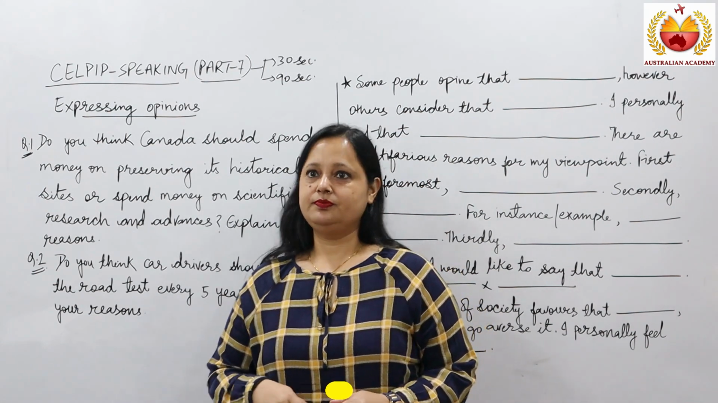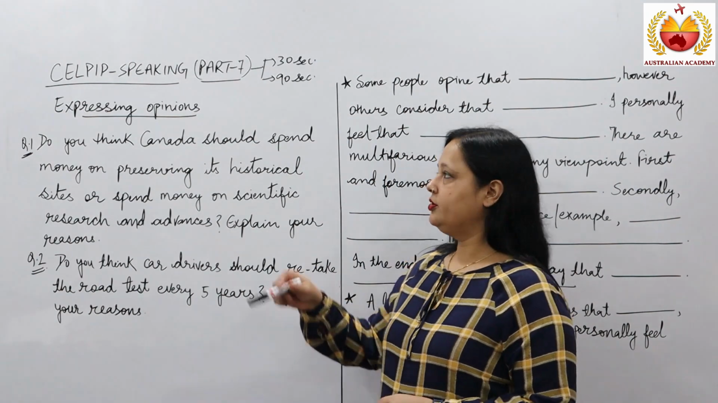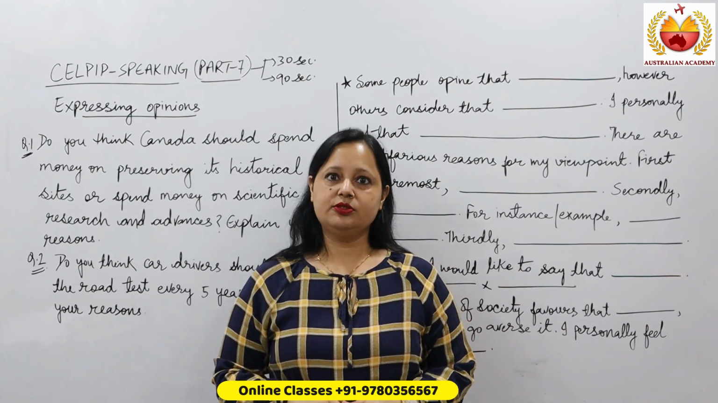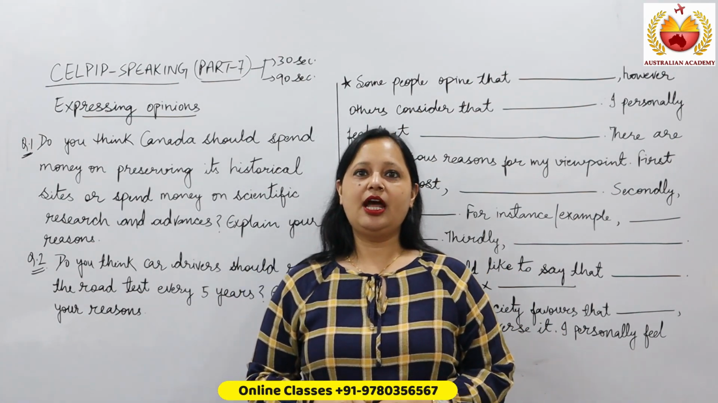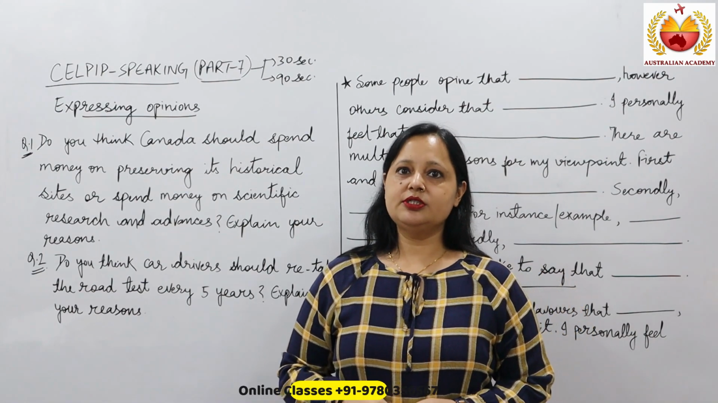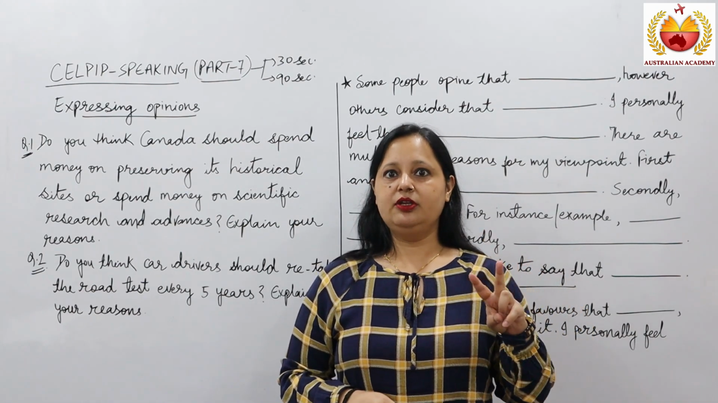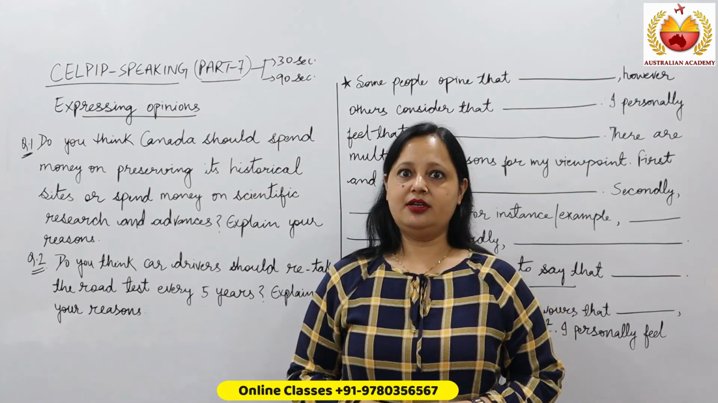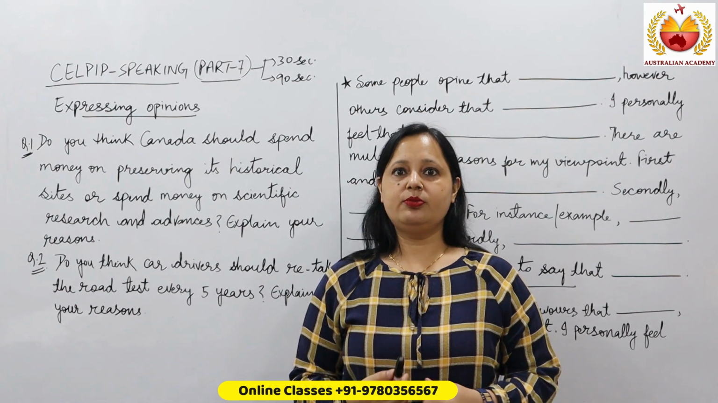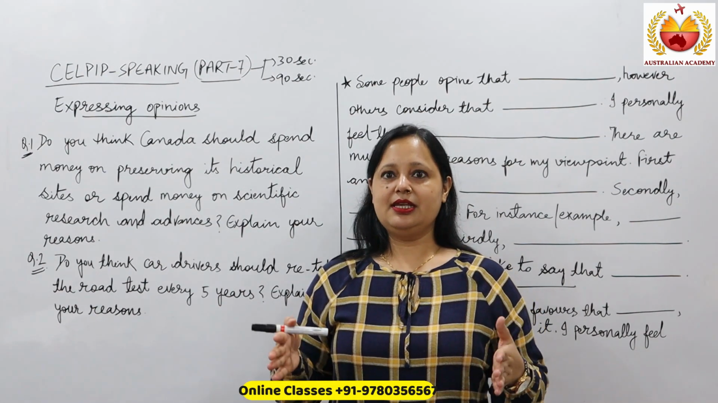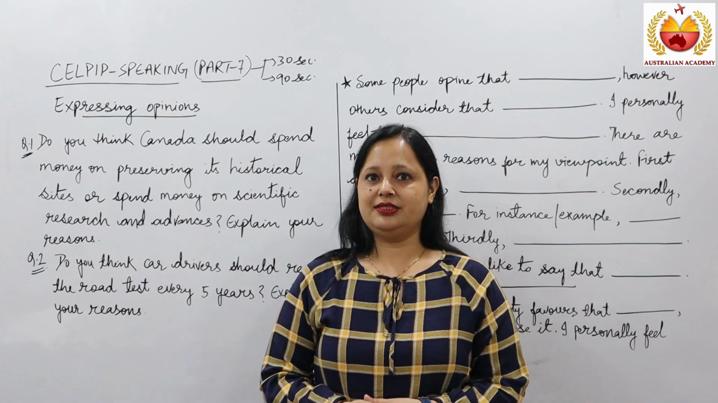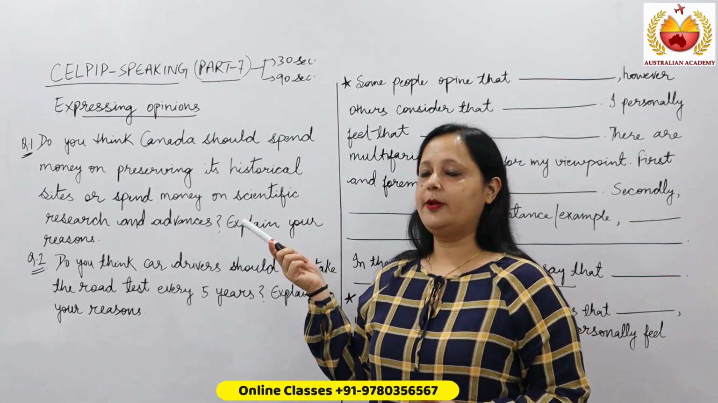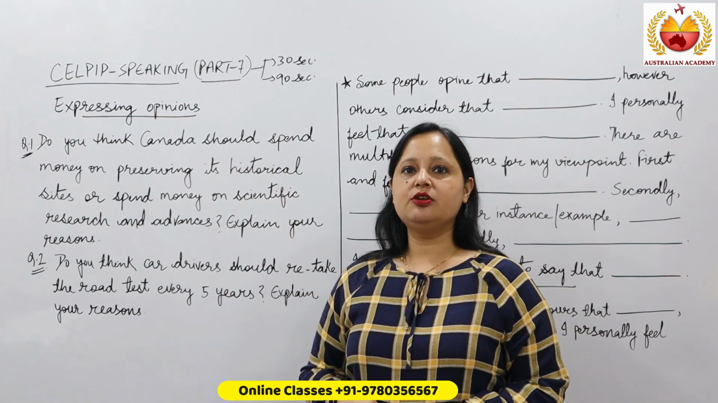So CELPIP Speaking, I'm going to talk about Part 7 today. You will have 30 seconds to prepare and 90 seconds to speak. In CELPIP Speaking, you have a total of 8 sections and there are only 2 sections, Part 1 and Part 7, where you're supposed to speak for 90 seconds. Sometimes students find it difficult to maintain their response for 90 seconds. How you can extend your response, that also we will cover, but make sure you only have 30 seconds to prepare. The title of the question is expressing opinions.